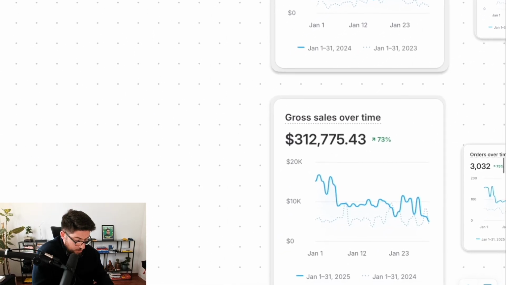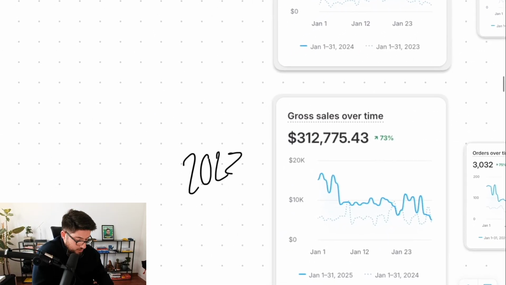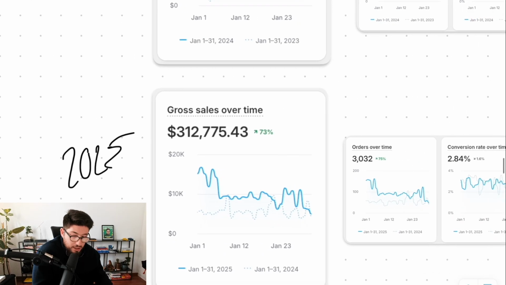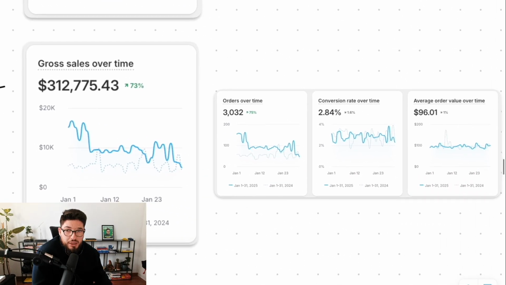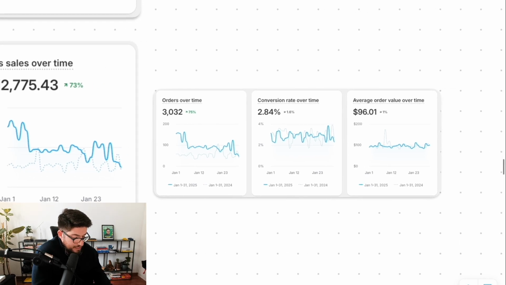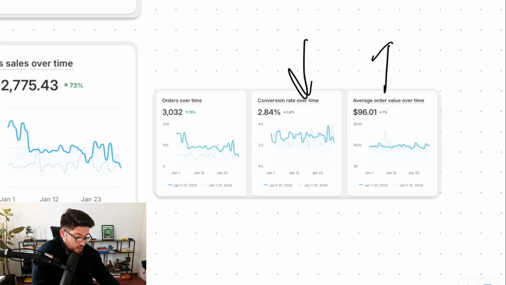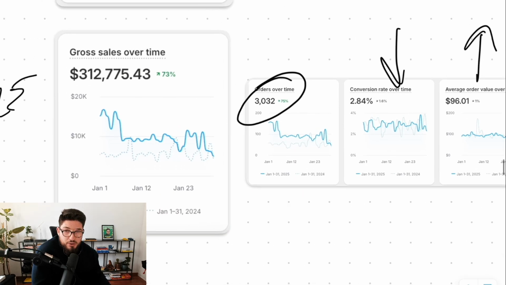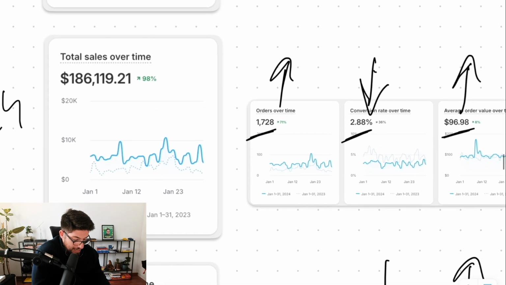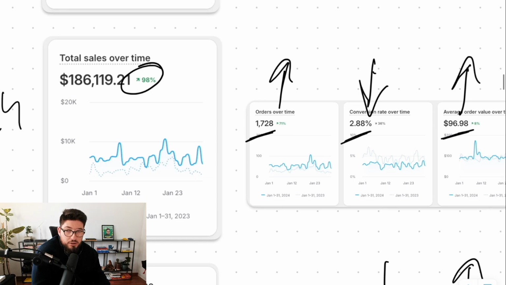And then 2025, we did what? 300K with 3,000 orders and 2.84 conversion rate and a 96 AOV. So relative to 2023, again, the conversion rate was a little bit lower, the AOV was higher, and we were able to scale and have a 73% growth year over year. Last year was 98% growth year over year. So quite a big success.